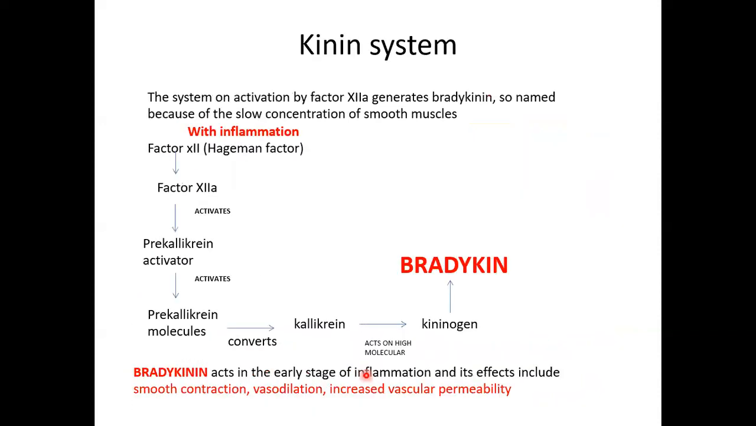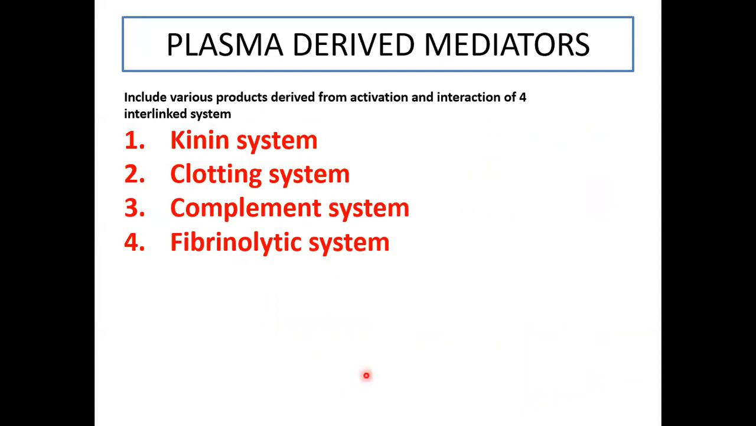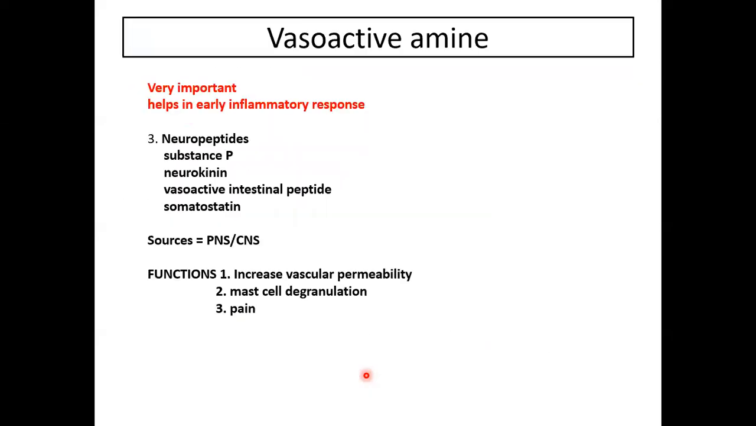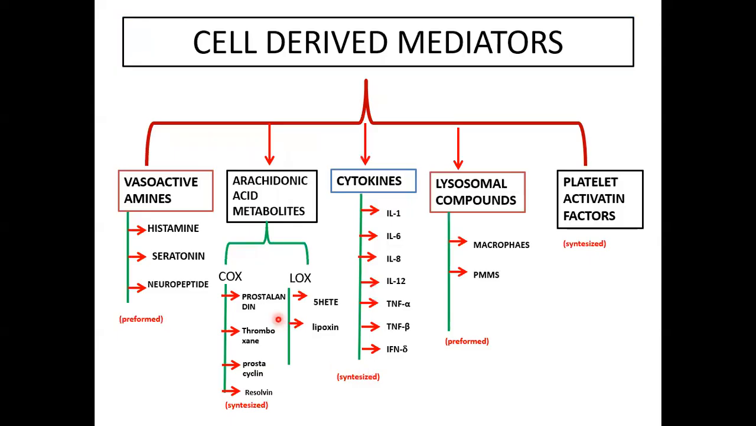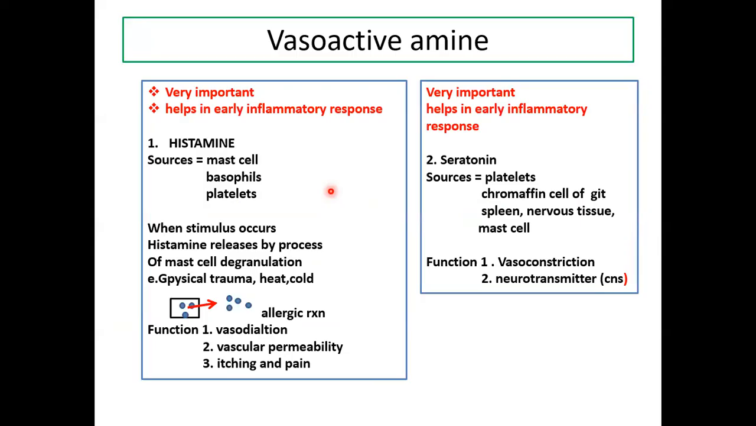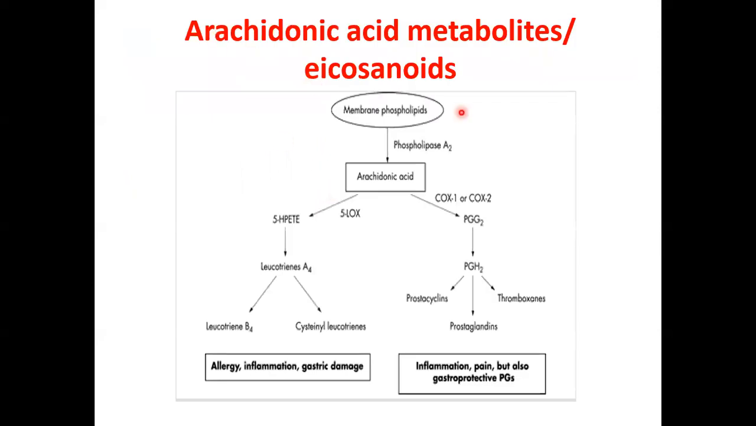So for acute inflammation, the plasma-derived mediators are the kinin system, the complement system and the fibrinolytic system. Then the cell-derived ones include vasoactive amines, arachidonic acid metabolites, cytokines, lysosomal compounds, and platelet-activating factors. Arachidonic acid comes from the cell membrane phospholipids when there is injury.